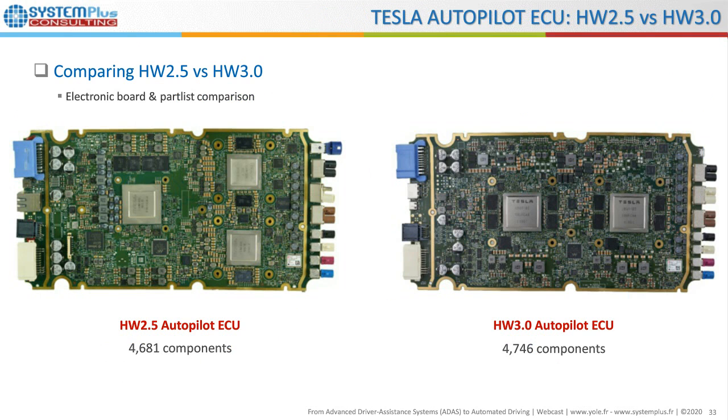On the website, there is an interesting function to compare the high-resolution photos of the electronic boards side by side, and another function to compare the bill of materials. So, we can see that the electronic boards of the two last versions have the same dimensions, but the number of components increases in the 3.0 version.